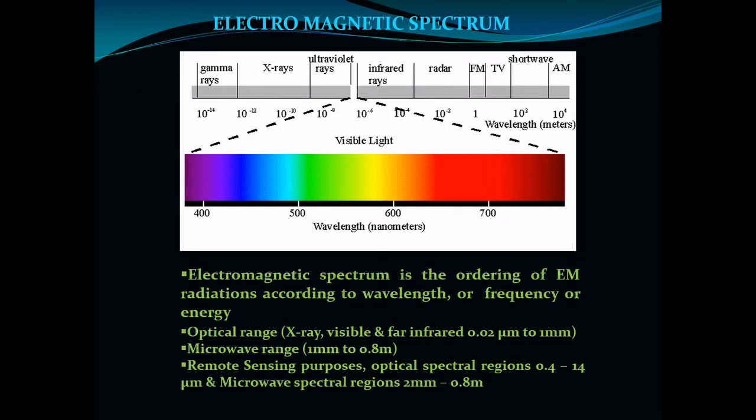There are 3 basic types of remote sensing platform. One is ground-based or terrestrial platform, where you can keep the camera or spectroradiometer on a tripod and collect the spectral data or terrestrial photographs on the ground.